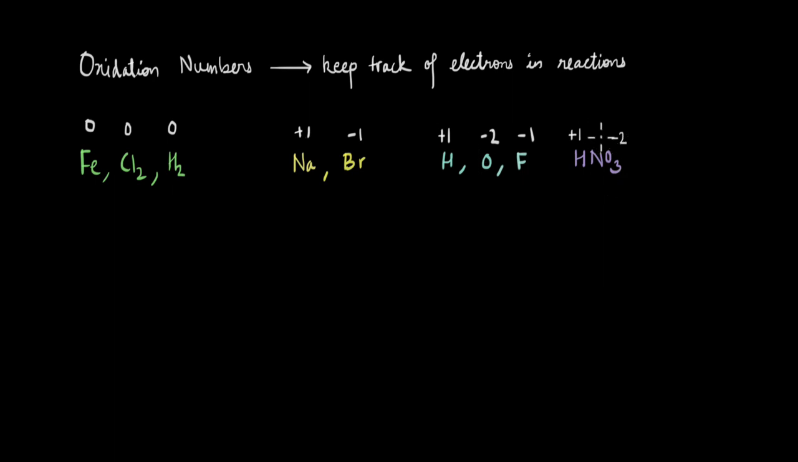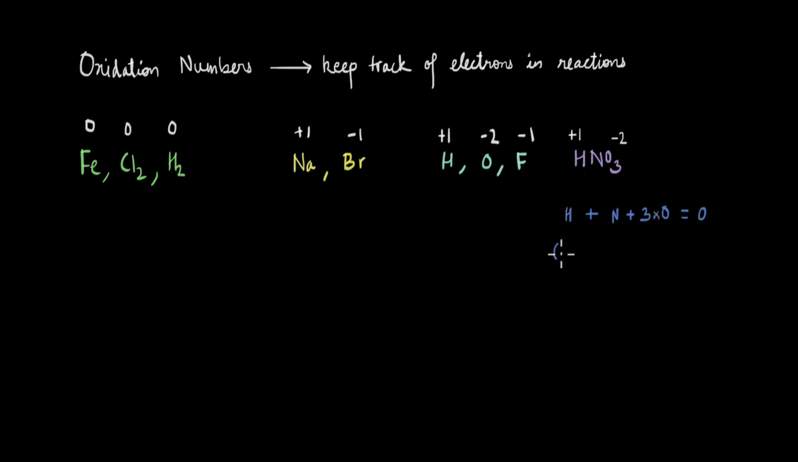So let's say we want to find the oxidation number of this nitrogen. We know that the sum of oxidation numbers of all the species in this neutral compound is going to be zero. So the oxidation number of hydrogen plus the oxidation number for nitrogen plus the oxidation number for three atoms of oxygen is going to be zero.